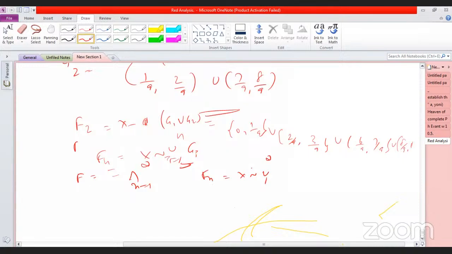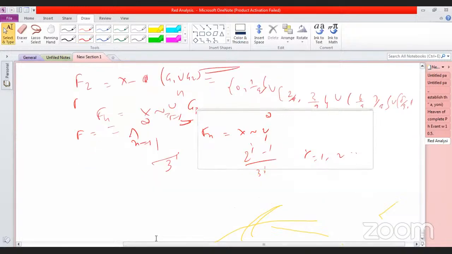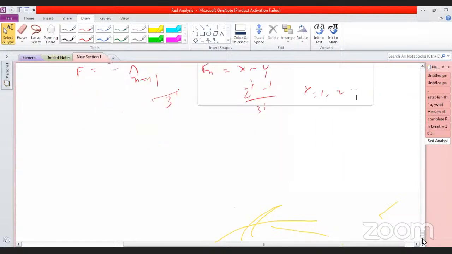The intervals each have length 1 by 3 power i. That is, we can write 2 power i minus 1 by 3 power i, where i is equal to 1, 2, and so on, and the total intervals removed from 0, 1 are the summation of i is equal to 1 to infinity of 2 power i minus 1 by 3 power i. So in the given interval 0, 1, some points will remain. This is called the Cantor set.